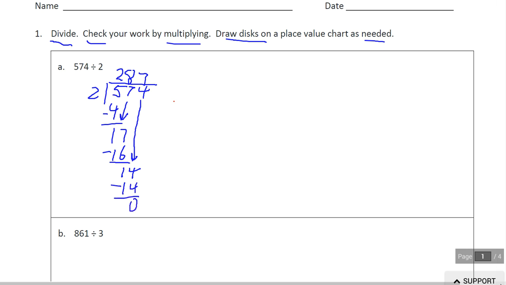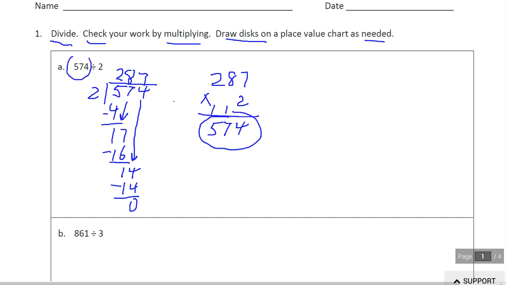So let's go ahead and check it now by multiplication. So we have 287 times 2. 7 times 2 is 14. 4, and 8 times 2 is 16, plus 1 is 17, and 2 times 2 is 4, and 1 is 5. So we end up with what we started with. So yes, indeed, it checks. Okay, so our answer is 287.